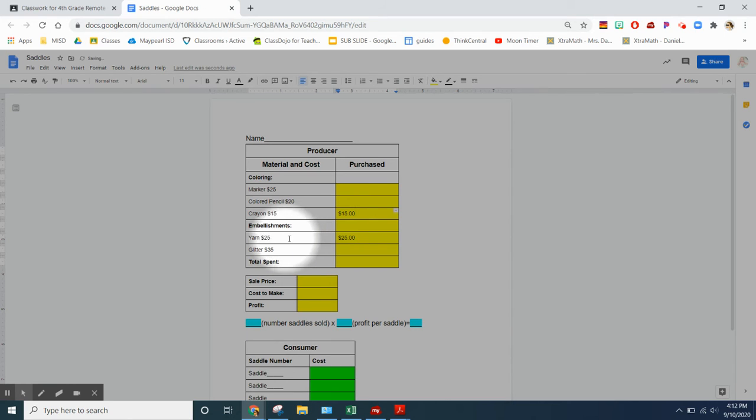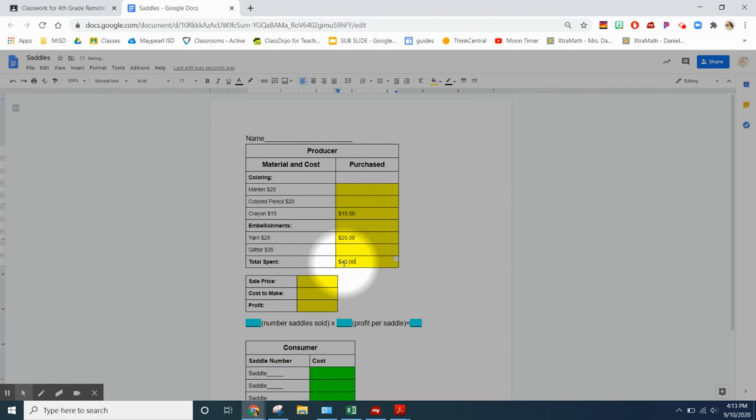Okay, you can still do yarn because 15 plus 25 is only $40 spent. So you don't have to spend the total $50. In fact, a lot of times when people are making items, they like to make their item for as little cost of materials as possible. So you don't have to spend the whole $50. You just can't go over $50.